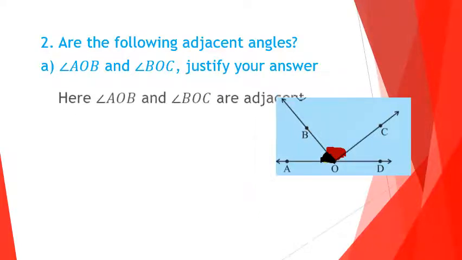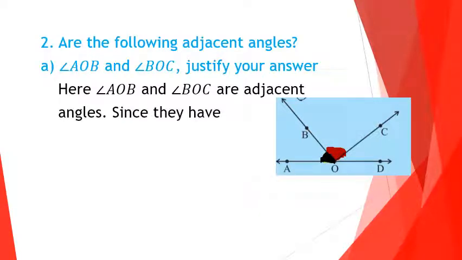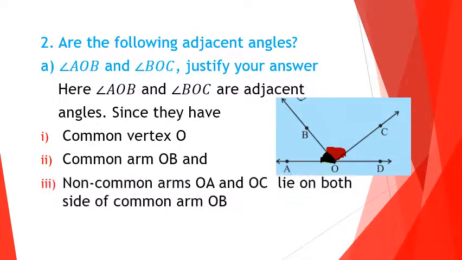Now see how to write the reason. Here angle AOB and angle BOC are adjacent angles because they have common vertex O, common arm OB, and the non-common arms OA and OC lie on both sides of the common arm OB. Hence, the given pair of angles are adjacent angles.